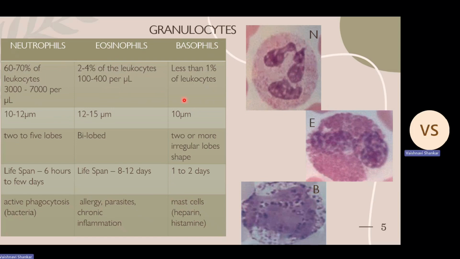Basophils are less than 1% of leukocytes. The nucleus is divided into 2 or more irregular lobes. They are the mediator of inflammation. The large specific granules overlying the nucleus usually obscure the nucleus shape. The specific granules stain dark blue.